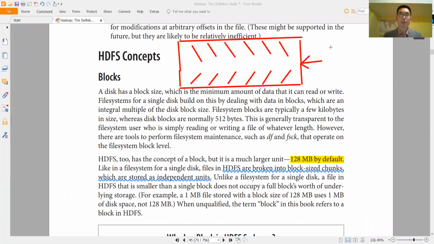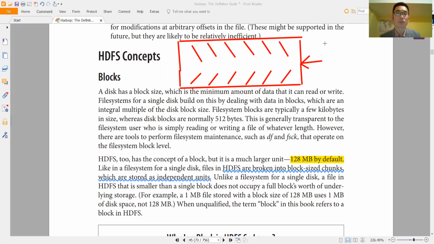Okay, this is the second video of HDFS Chapter 3 for the ITC 545-645 class. In this video, I'm going to explain HDFS concepts. The first concept is called block. This video focuses on block. So what is a block?